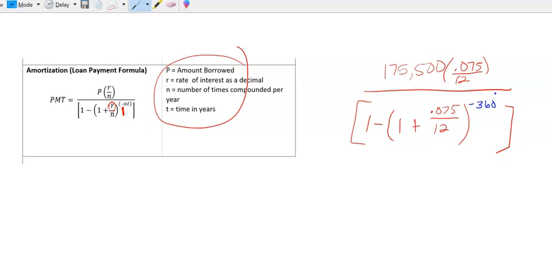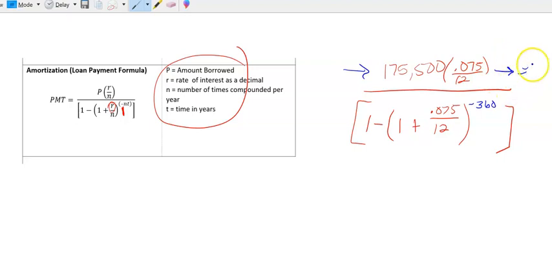After that, it really depends on your calculator. One thing you do not want to do is round any of these values mid-computation. So the way that I type it in is I do this all at once. I would type in 175,500 times, and then I would put in my 0.075 divided by 12. You can push equal after you get the numerator done, but again, do not round the value.